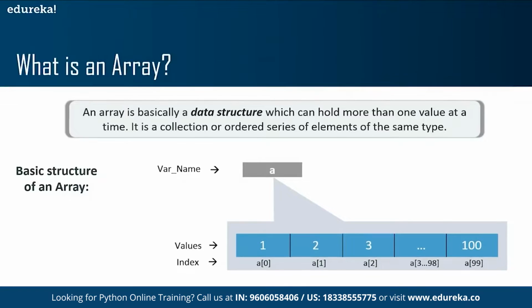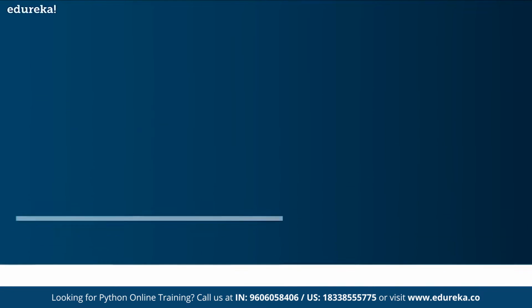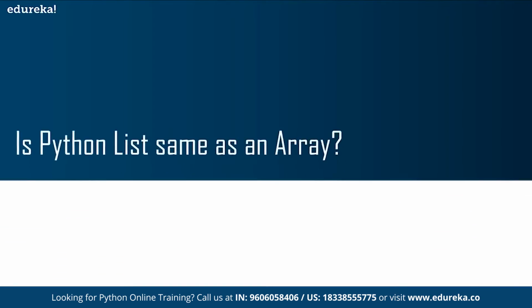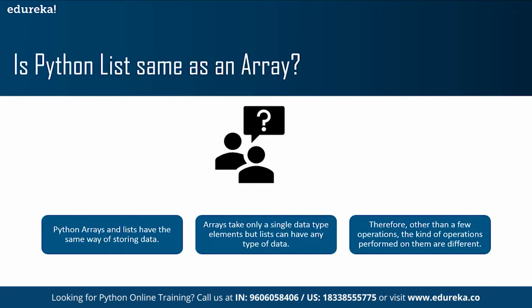Okay, Anil says yes. Now let's move on towards our next topic for this session, which is the difference between Python lists and arrays. Python lists and arrays have the same way of storing data, but there is a key difference that you all have to note. Arrays can store only single data type values, whereas lists can store any data type values. So for example, if I have an array of integer values, all values present in that array will be integers and nothing else. On the other hand, if I have a list, then it can store integers together with floats and chars and strings, etc.